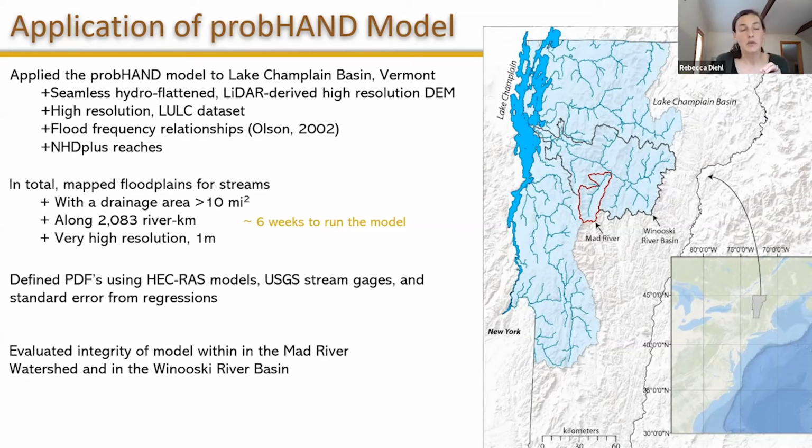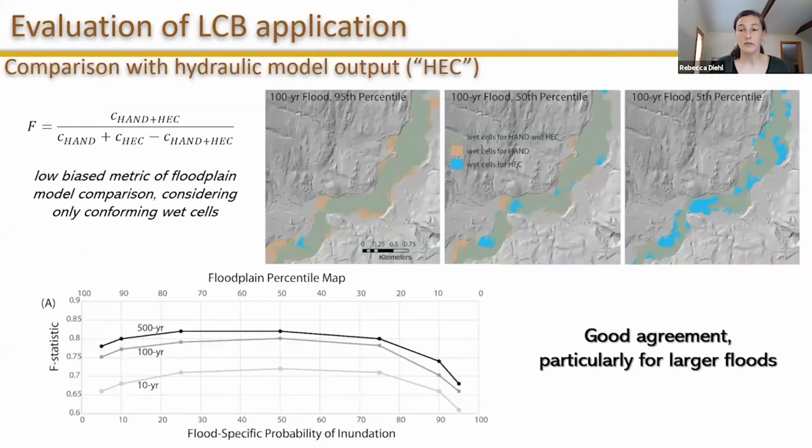We did that by looking at the output for the HEC model, which is a hydraulic model. And again, we compared that to the HAND model. That's shown here, an example. To evaluate, we calculated an F statistic, which is basically a measure of how well our predictions of wet cells correspond to predictions of the HEC wet cells. And again, with this F statistic, the higher the number, the greater the overlap between those two predictions.